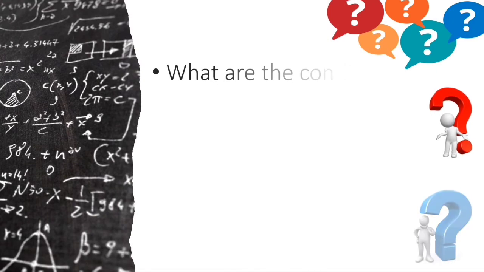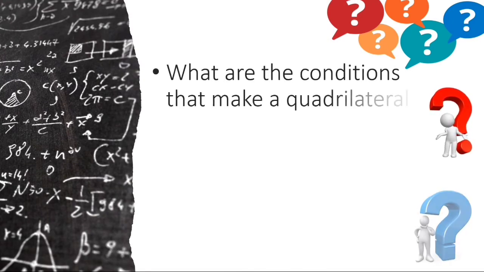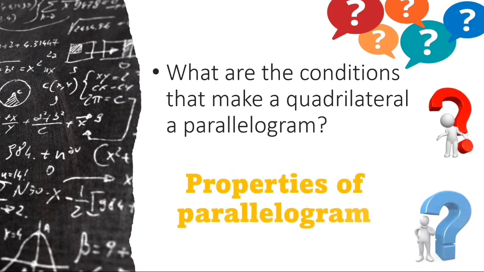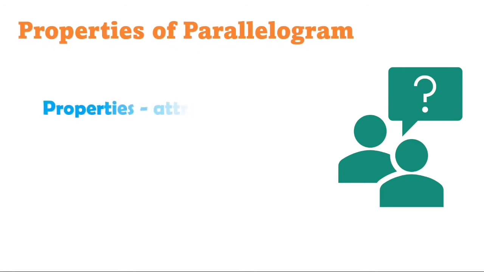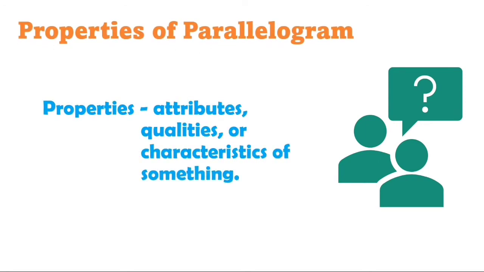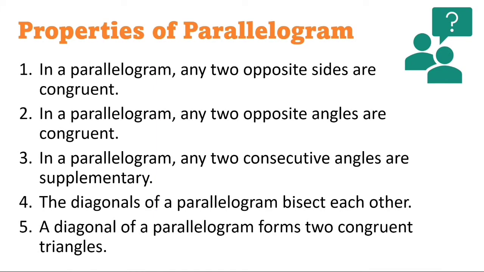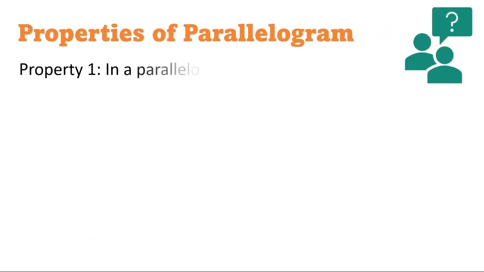And now, moving forward to our lesson, to answer the question, what are the conditions that make a quadrilateral a parallelogram, we need to discuss about the properties of the parallelogram. To start with, when we say properties, this refers to the attributes, the qualities, or characteristics of something. So here, presenting to you are the 5 properties of parallelogram, in which we are going to talk about one by one. Starting with the property number 1.